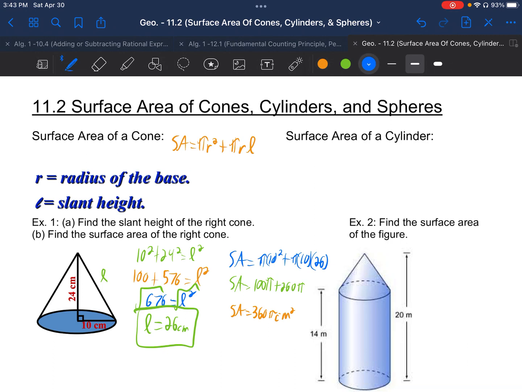Now let's say we want the approximate, let's say we do want it to the nearest tenth, or nearest whole number. Let's go 1,131 square centimeters. So the orange would be our exact in terms of pi, and the blue is our approximate to the nearest whole number.